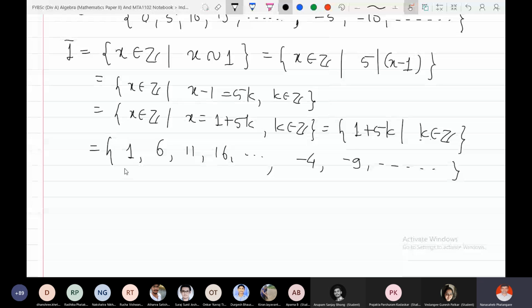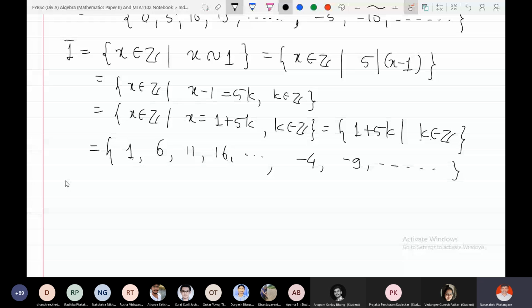So this is the class of 1. And you can observe the elements in the class of 1. 1, then just walk 5 steps, you will reach 6. Walk 5 more steps, you will reach 11. From 1 you go back 5 steps, you will reach minus 4. Then go back 5 more steps. Just walk 5 steps. This is the class of 1.